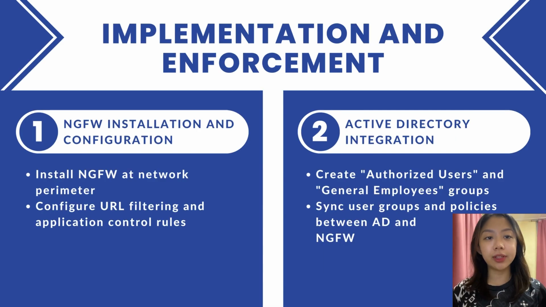The first step is to install and configure the NGFW at the network perimeter. The NGFW should be configured to enforce URL filtering and application control rules. Secondly, create an authorized users group and make exceptions for them to access social media. Meanwhile, the general employees group follows the default blocking rules. This is to ensure the synchronization of user groups and policies between Active Directory and NGFW.